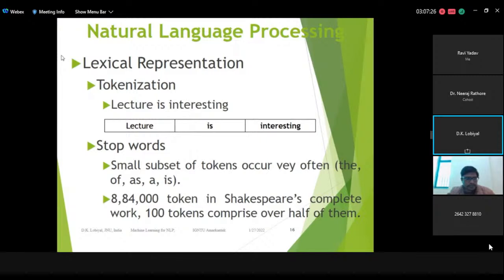An estimate is given that Shakespeare's complete work consists of 8,84,000 tokens. That's what somebody has found in a study. Out of these 8,84,000 tokens, there are 100 tokens that are repeatedly used, and they cover more than half of the text. That means more than 4,42,000 tokens consist of only 100 distinct tokens. Keep that in mind. So it becomes almost half plus 100 tokens. Then your processing time will be reduced.